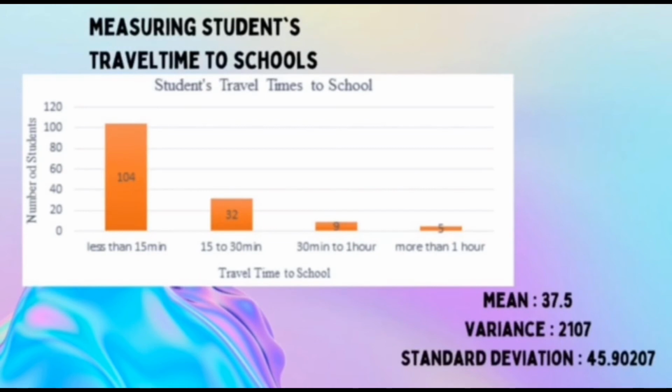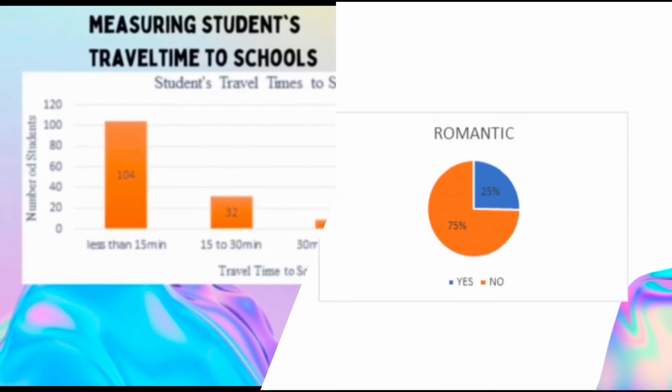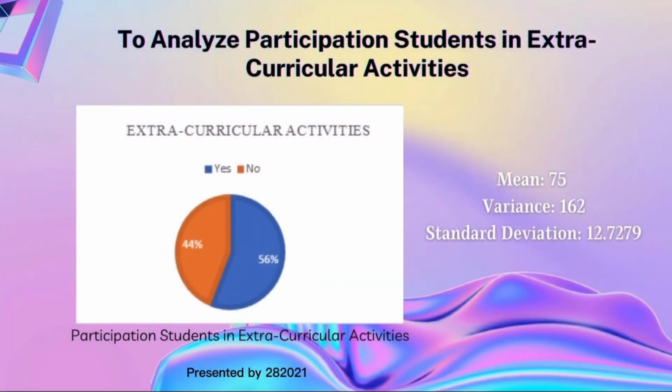The bar chart shows students' travel time to school. We can see that the number of students who take less than 15 minutes to get to school is a total of 104 students. The number of students that take 15 to 30 minutes is 32 students, and only 5 students take more than 1 hour. Based on the analysis, the mean of this data is 37.5, the variance is 2107, and the standard deviation is 45.90207.